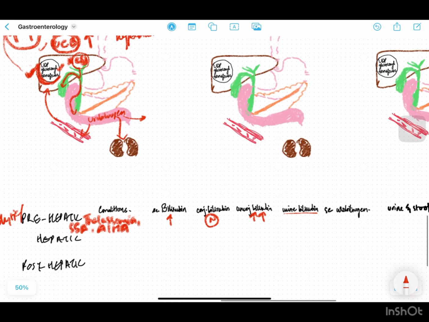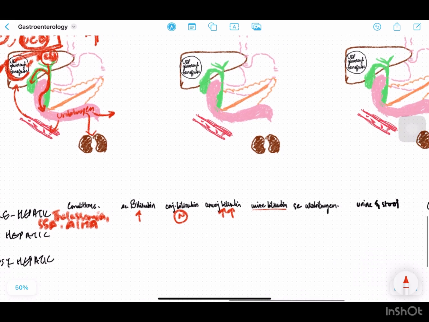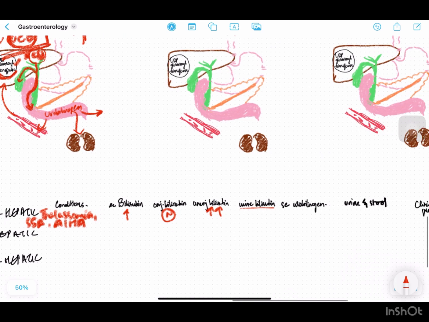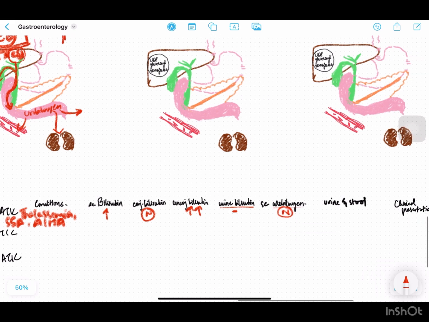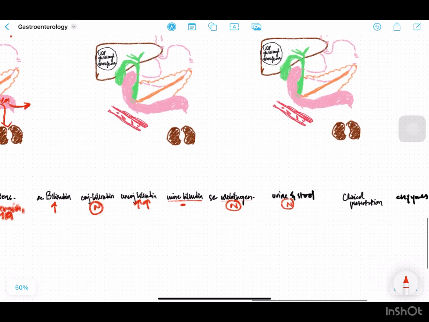Now, is there going to be bilirubin in the urine? No, because some normal amount of conjugated bilirubin can go into the urine, but it's not a significant amount. And because we have an increased amount of unconjugated bilirubin, and this is not water soluble, there's not going to be any increase in the urine bilirubin. So there's nothing significant here. What about serum urobilinogen? This is also going to be normal. Now, what about urine and stool? These are also going to be normal.